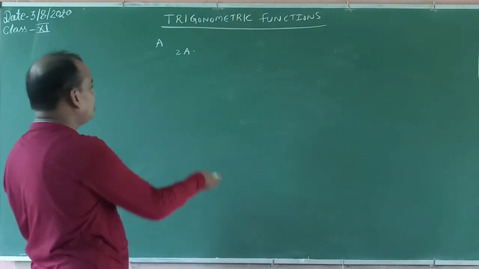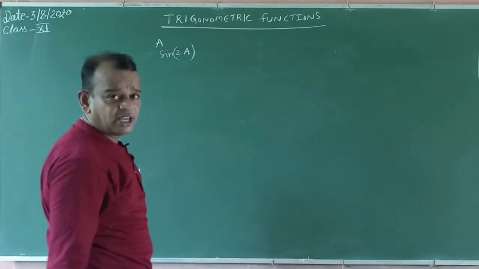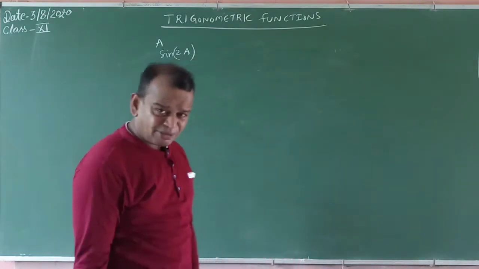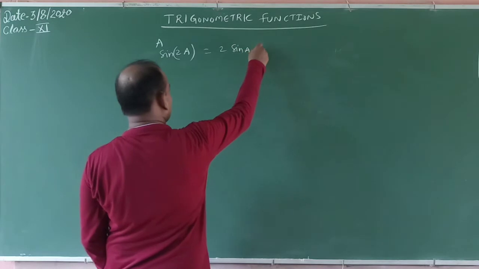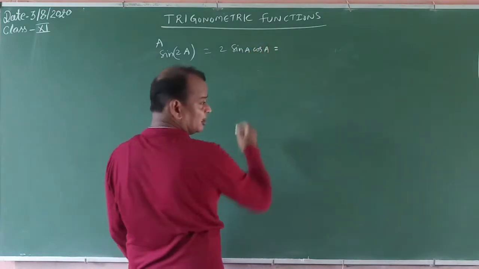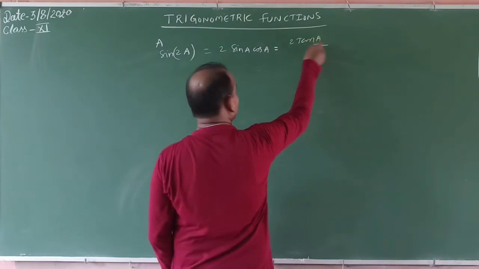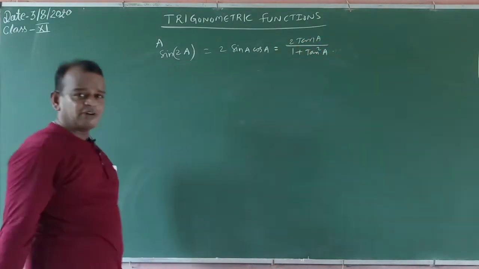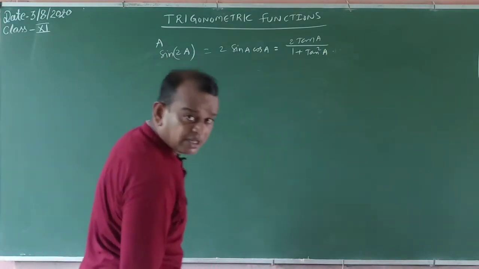Now we find sin 2A. What is the formula of sin 2A? Sin 2x, sin 2y, sin 2 theta, whatever it may be. The sin 2A formula is 2 sin A cos A, and purely in terms of tan it is 2 tan A by 1 plus tan square A. Understood? How do we get this?